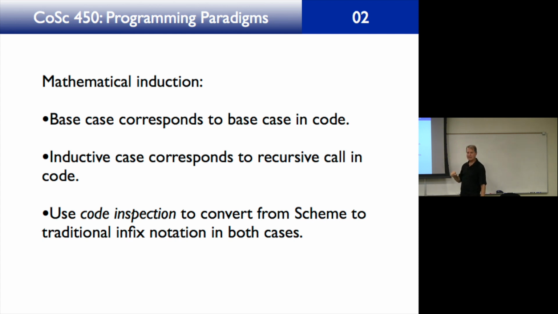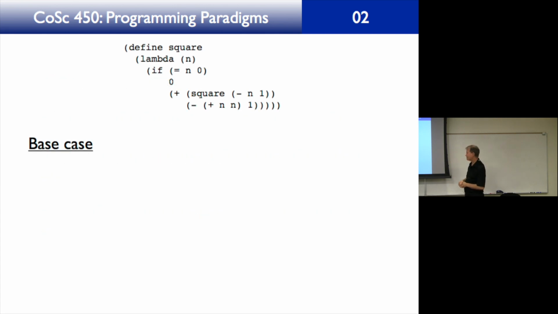Does everybody see the general overall idea? In proof by mathematical induction, you prove the base case, and then you prove the inductive case. And when you prove the inductive case, remember you always have to formulate the inductive hypothesis. So we're going to have to do that. Let's see how we would do that in this particular example. Here's the code. Define square lambda n if equals n 0, 0, otherwise plus square minus n 1 minus plus n 1.